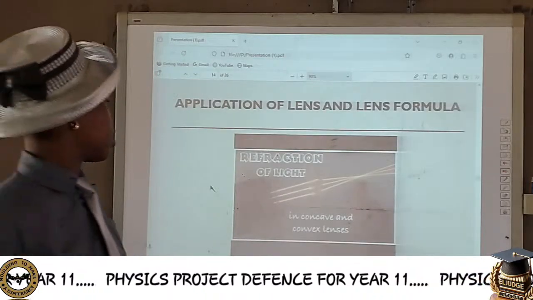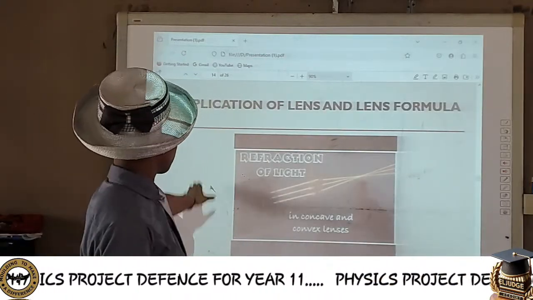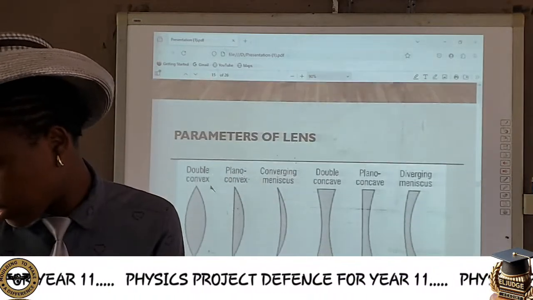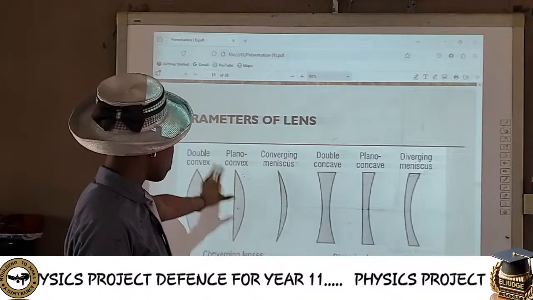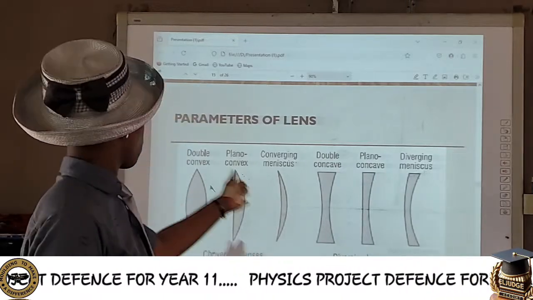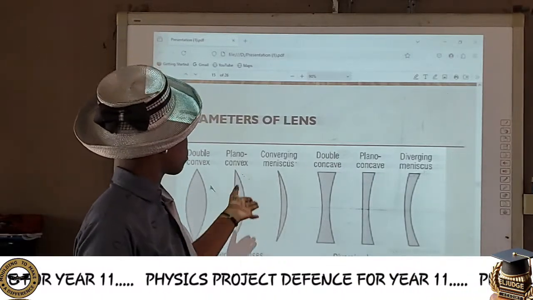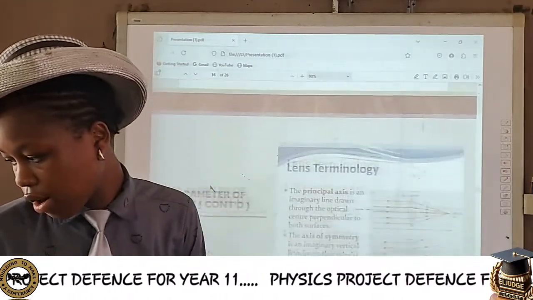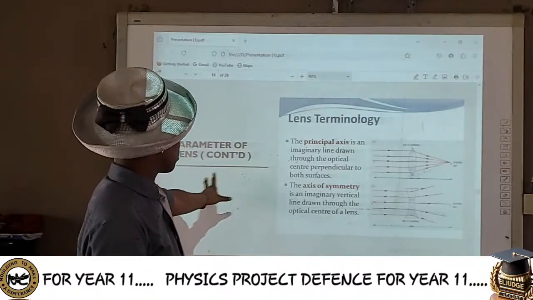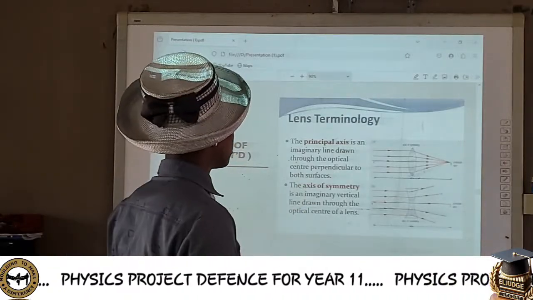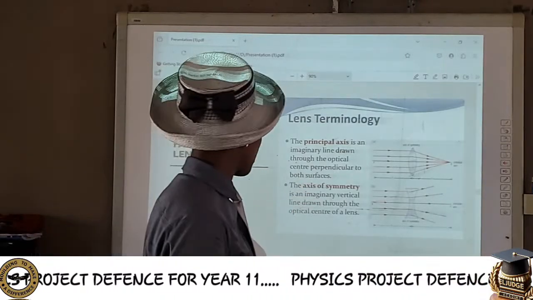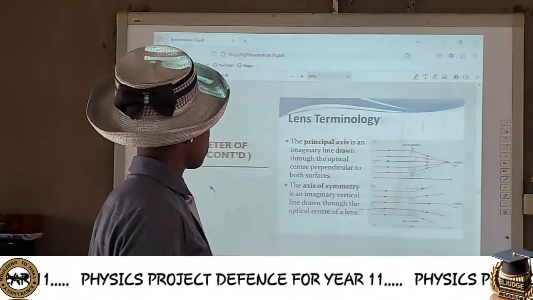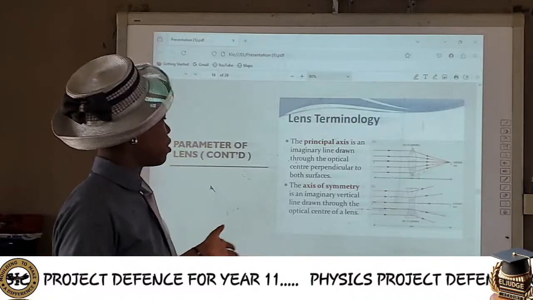Then we'll now be looking at a different aspect of refraction of light. We'll be looking at application of lens and lens formula in concave and convex lenses. Then here we have different types. We have two types of lenses, converging and diverging. We have double convex, plano convex, converging meniscus, double concave, plano concave, and diverging meniscus. Then we'll also be looking at parameters of lenses. We have the principal axis, an imaginary line drawn through the optical center, perpendicular to both sides. Then we have the axis of symmetry, which basically divides the lens into two equal parts.